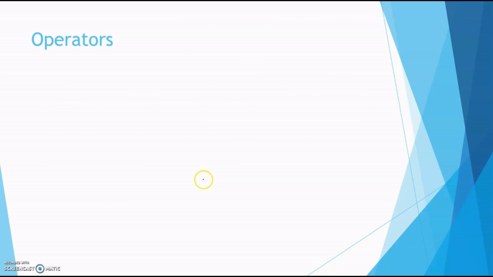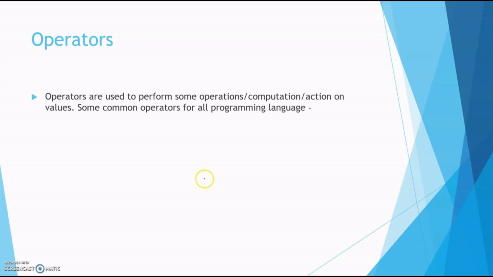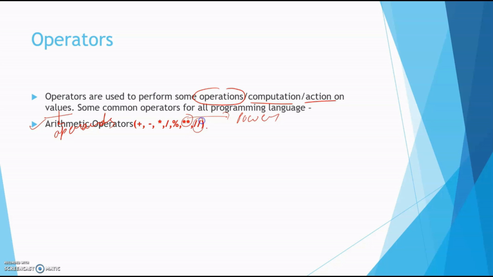Now, if we talk about operators, operators are used to perform some operations, computation, or action on values. Values means operands. It is also known as operands, right? Some common operators for all programming languages: the first one is the arithmetic operator. Addition, subtraction, multiplication, division, modulus, the power symbol, the double asterisk symbol used in Python, and floor division, which is also used in Python.